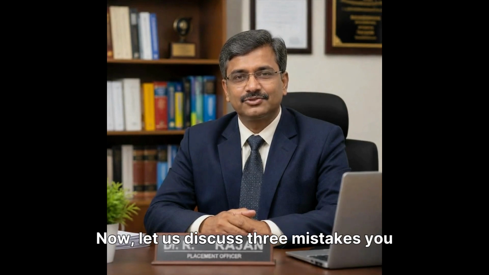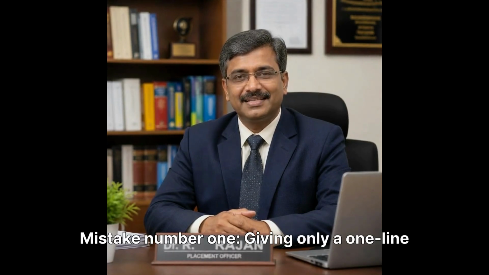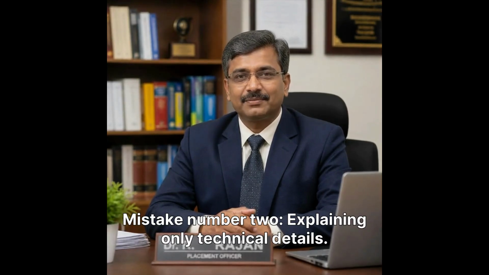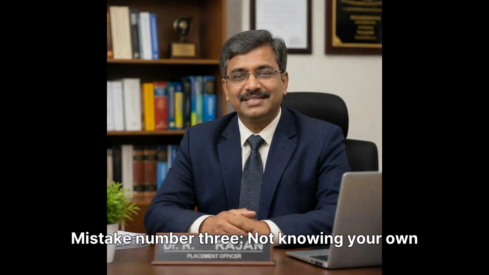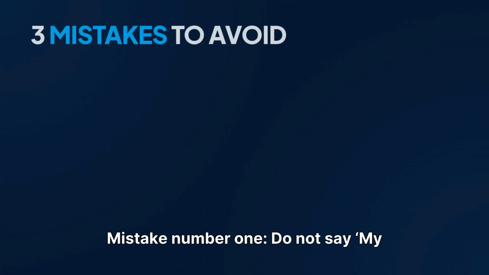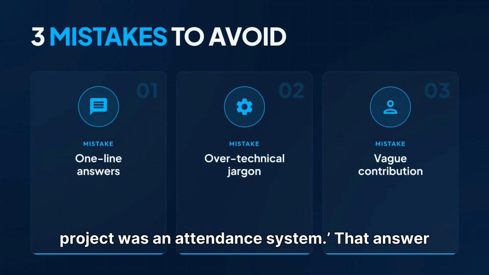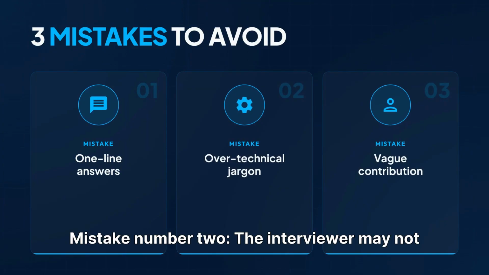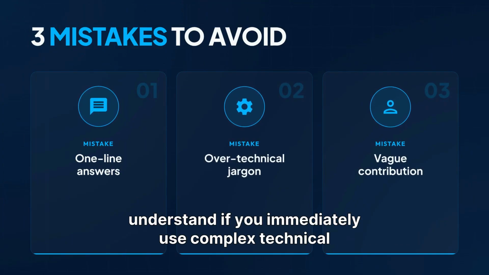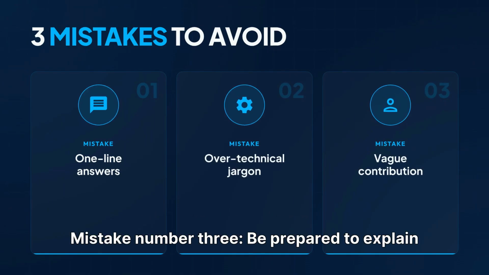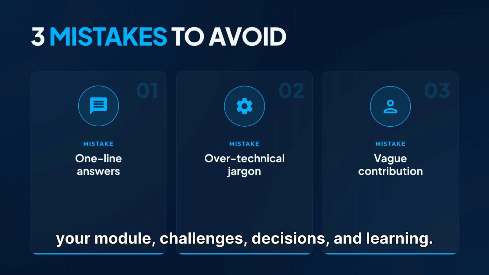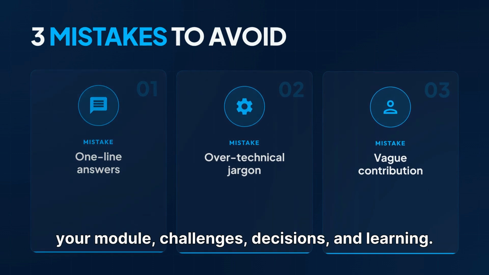Now, let us discuss 3 mistakes you should avoid. Mistake number 1, giving only a one-line answer. Mistake number 2, explaining only technical details. Mistake number 3, not knowing your own contribution. Mistake number 1, do not say, "My project was an attendance system." That answer is incomplete. Mistake number 2, the interviewer may not understand if you immediately use complex technical terms. Mistake number 3, be prepared to explain your module, challenges, decisions, and learning.